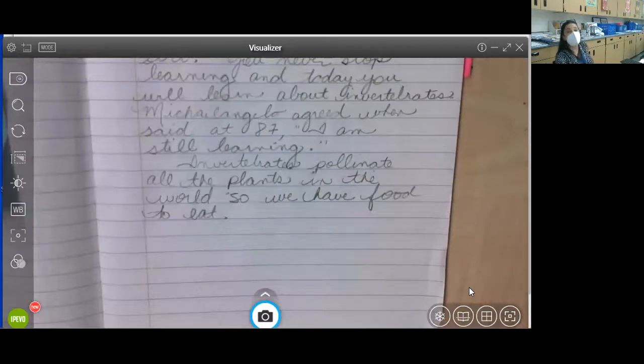That's brilliant. You know what? I like what he put. He said that invertebrates pollinate all that we eat. Thank an invertebrate if you're hungry. That's beautiful. Thomas, you have something to share?